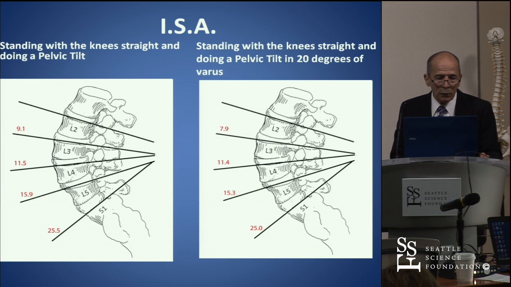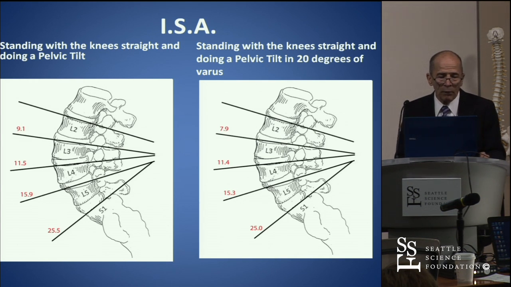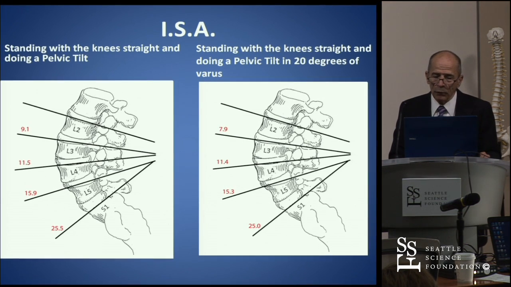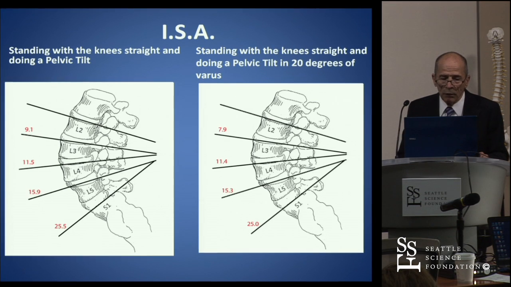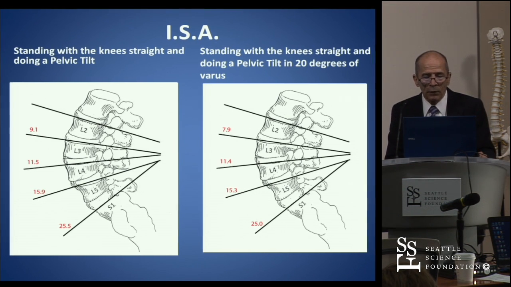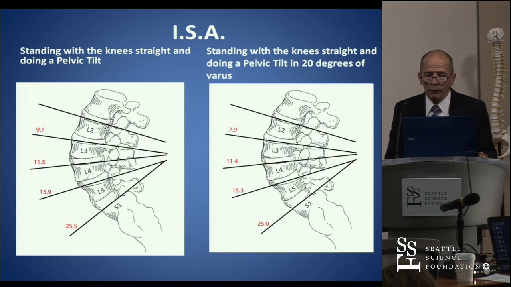We're also interested in the core because everyone talks about the core. So we kept the knee straight and then asked them to do a pelvic tilt with their abdominals and gluteals to see if they could change the spine, and it really didn't change very much. However, if we stood them up with their knees straight and asked them to do a pelvic tilt, we got reduction in every level of the intersegmental angle.